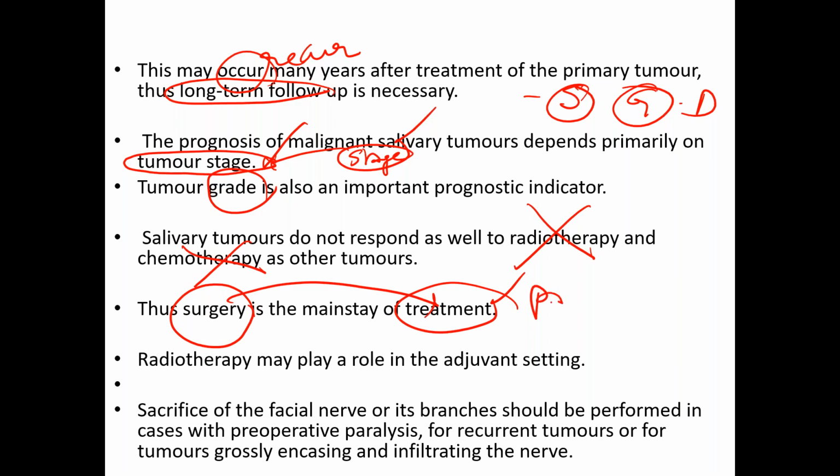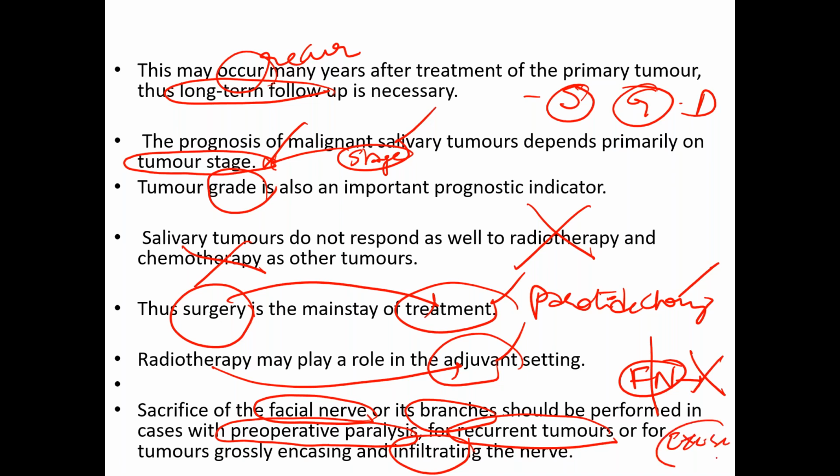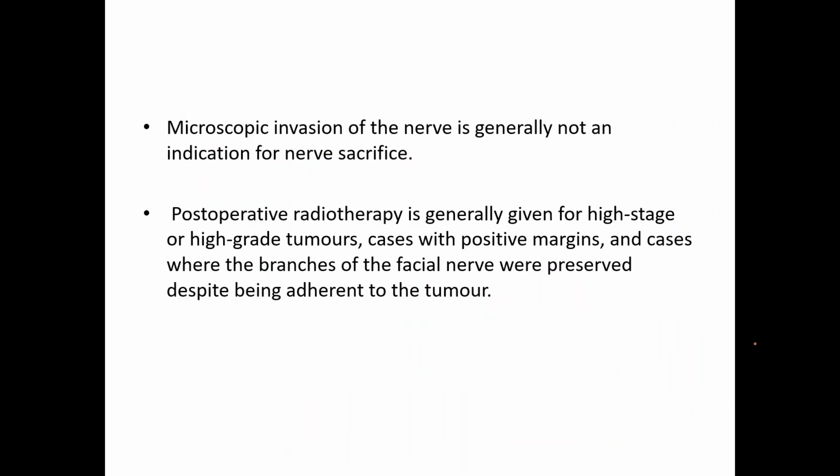You have to do parotidectomy, for example. Radiotherapy is only an adjuvant, added treatment, but not the treatment of choice. Facial nerve or branch sacrifice: you have to go for it in preoperative paralysis, for recurrent tumors, and when the tumor is grossly encasing and infiltrating the nerve. If the facial nerve is damaged by the malignancy, you have to remove the nerve. You have to excise the nerve. That is the only rule. There is no point in saving the nerve.